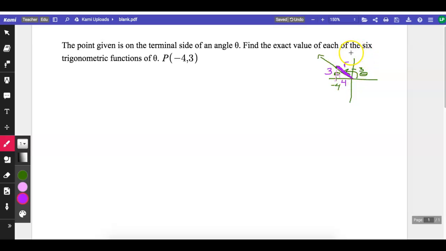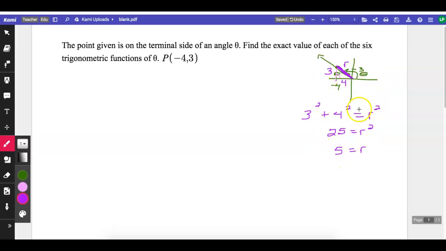We can find the length of r using the Pythagorean theorem because this is a right triangle. So 3 squared plus 4 squared is equal to r squared. 3 squared is 9, and 4 squared is 16, and 9 plus 16 is 25. So 25 is equal to r squared. If 25 equals r squared, then 5 equals r, because we take the square root of 25 and we get positive or negative 5. But because this is a length, the answer is 5.